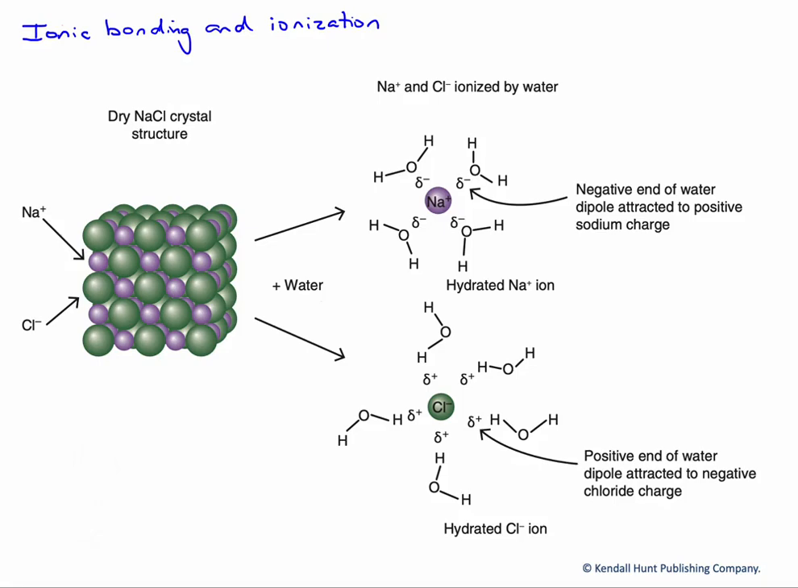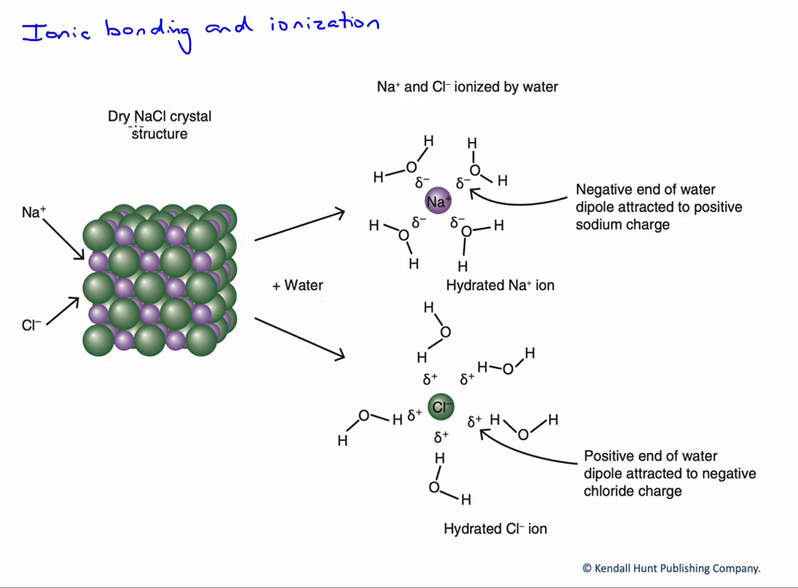In this figure, we'll talk about ionic bonding and ionization. Ionic bonding is a type of chemical bonding in which one element gives up outer shell electrons entirely to another element. The element that gives up electrons becomes positively charged. It's known as a cation. The one that gains the electrons becomes negatively charged. It's known as an anion.